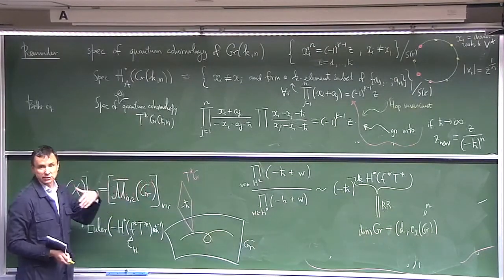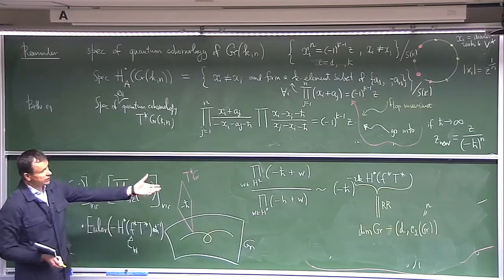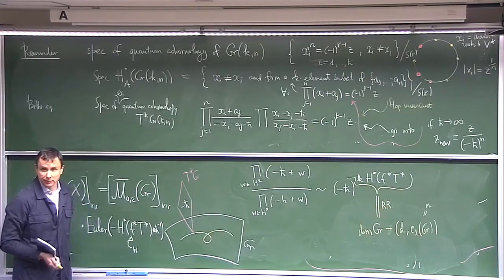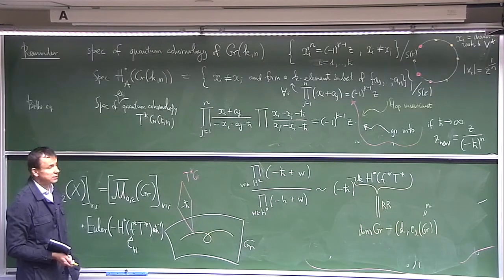in the limit when the current rate goes to infinity, such that you have to rescale the curve counting variable. And this is correct.